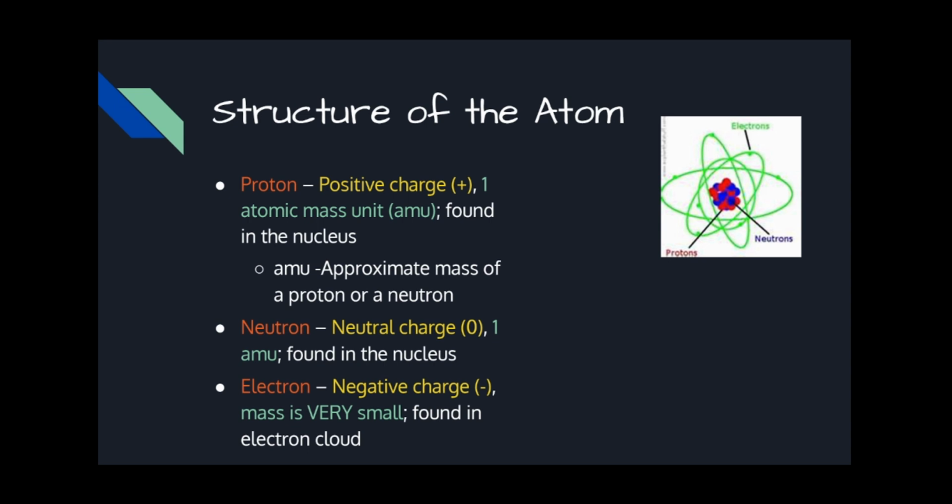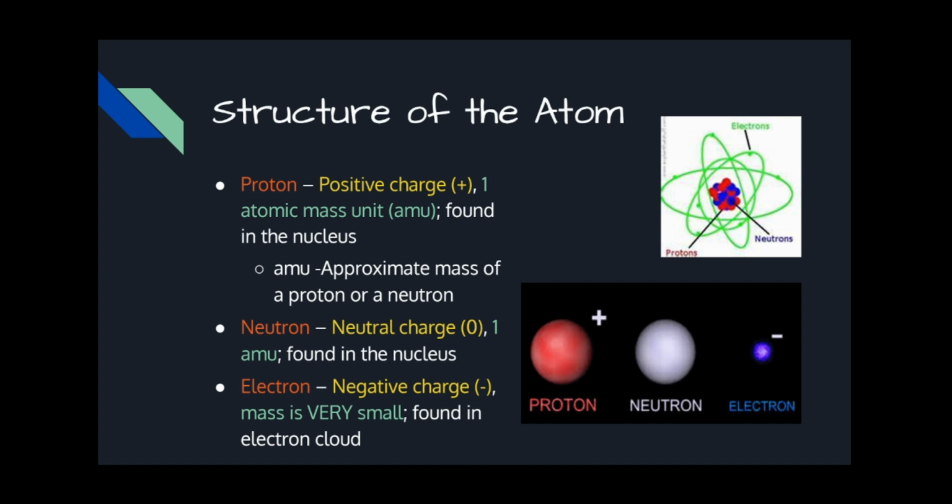And of course, we find that electron in the electron cloud. So again, here we have our protons and our neutrons that are about the same size. Proton has a positive charge, neutron is neutral, and then our electron, which is much, much smaller, has a negative charge.